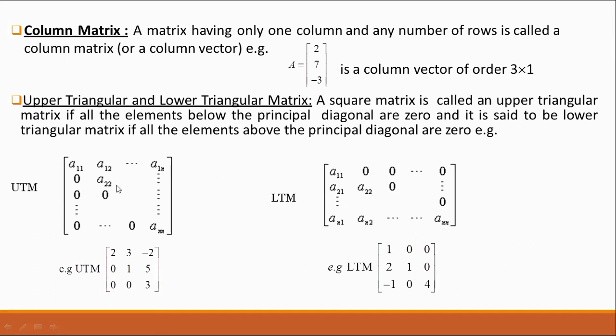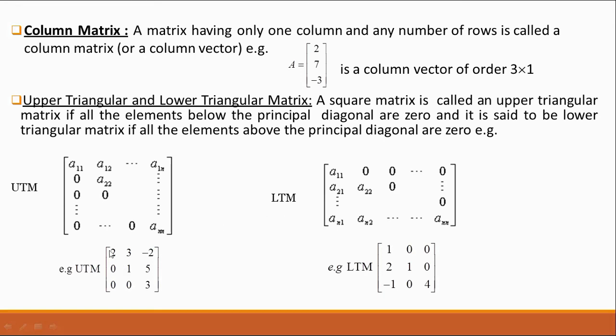This is the general form of an upper triangular matrix. In this upper triangular matrix we see that all the elements below the principal diagonal are 0, so this matrix is called an upper triangular matrix. And this is the general form of a lower triangular matrix. In this matrix all the elements above the principal diagonal are 0, so this matrix is a lower triangular matrix.